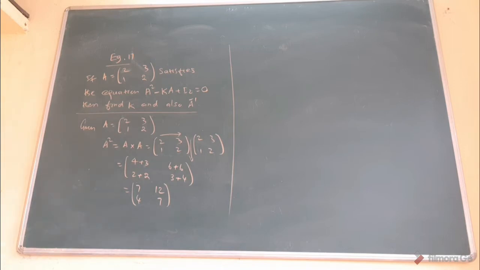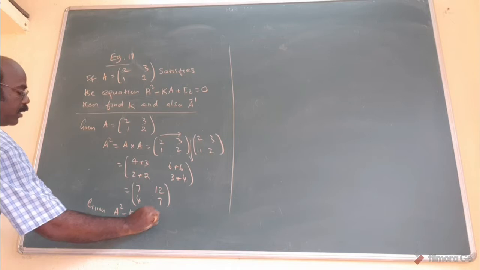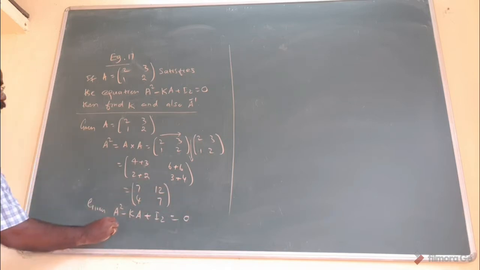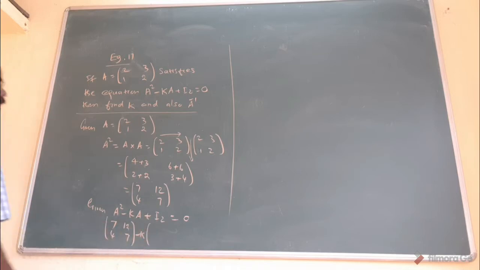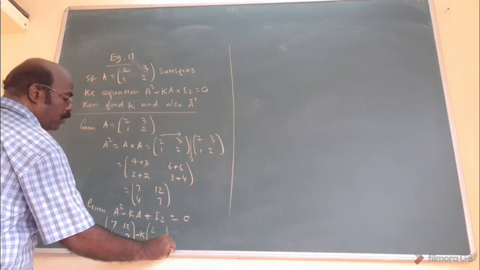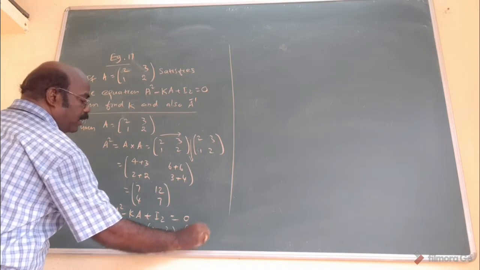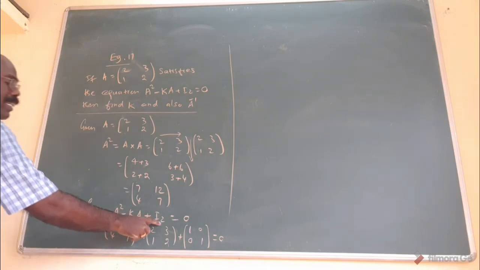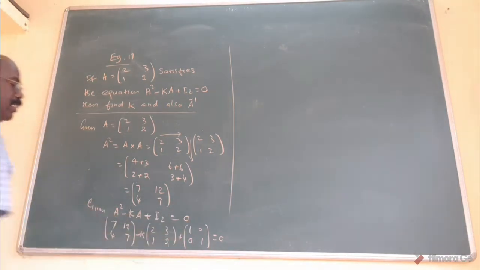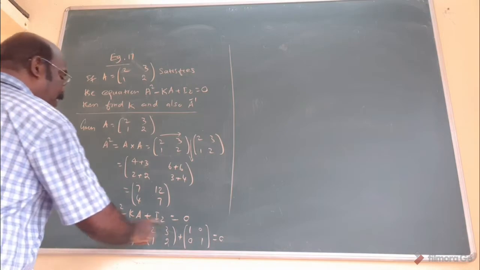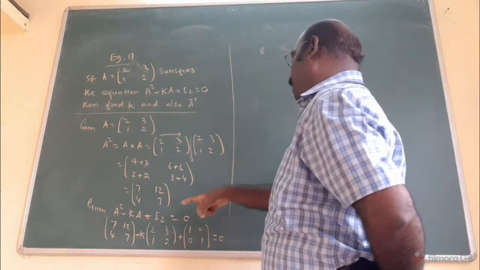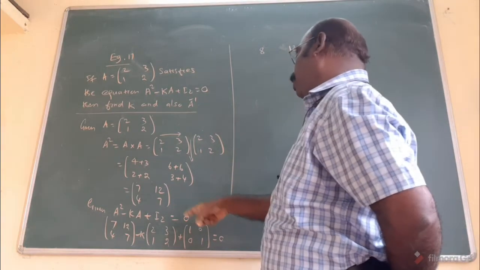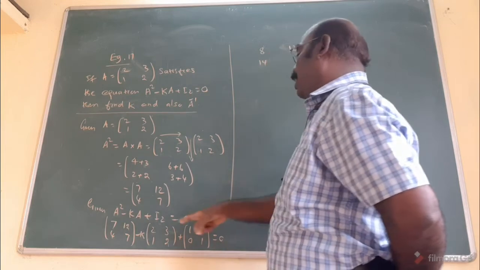Now A square, find out. Now what is the given equation? A square minus KA plus I2 equal to 0. Am I right? A square is what? 7, 4, 12, 7, minus K into A, which is 2, 3, 1, 2. I2 is what? 1, 0, 0, 1. This is called identity matrix. The 2 represents 2 cross 2 matrix. I represents unit matrix, that is 1, 0, 0, 1. Now, add first to the last. That is easy for you. Alright? First to the last. 7 plus 1, 8. Then 12 plus 0, 12. Then 4 plus 0, 4. Last 7 plus 1, 8.